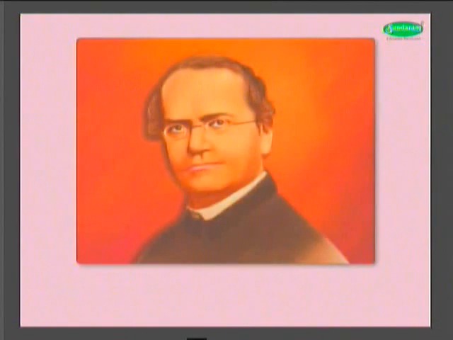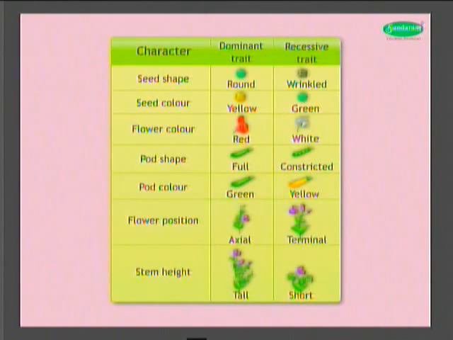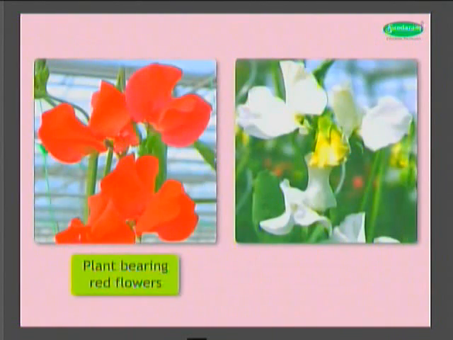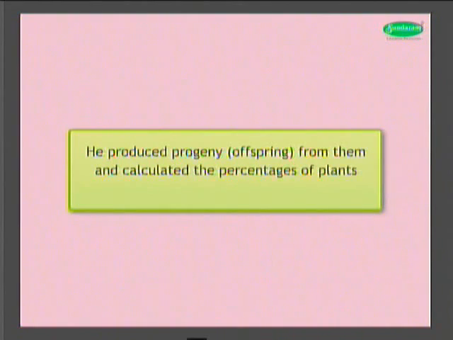Mendel's experiments were based on a number of visible contrasting characters of garden peas, Pisum sativum, like tall or short plants, red or white flowers, round or wrinkled seeds, axial or terminal position of flowers, green or yellow-colored pod, etc. Mendel chose pea plants with different characteristics, like plants bearing red flowers and plants bearing white flowers for his experiments. He produced progeny, offspring, from them and calculated the percentages of plants with red or white flowers.